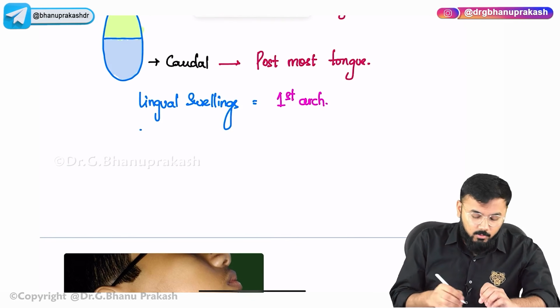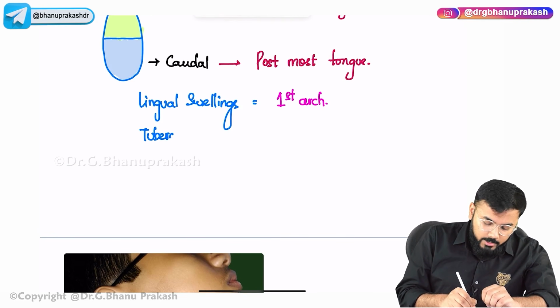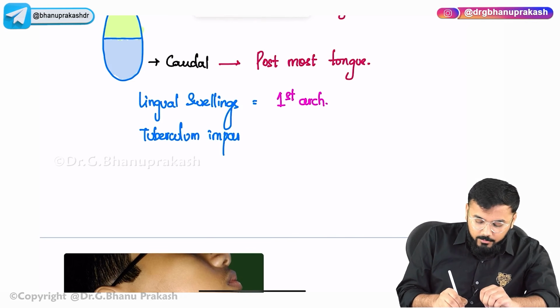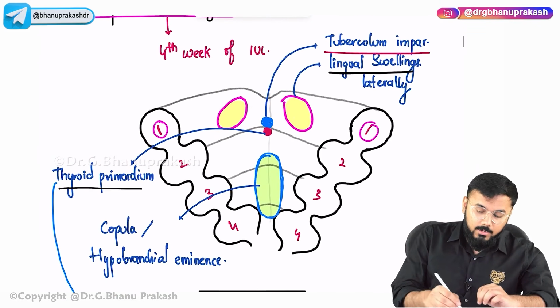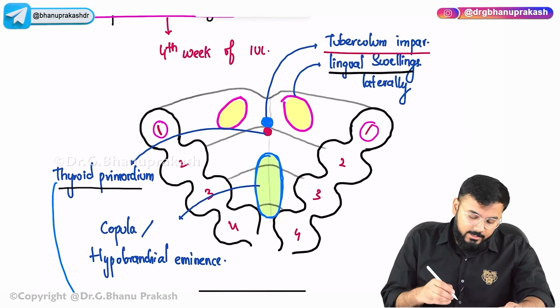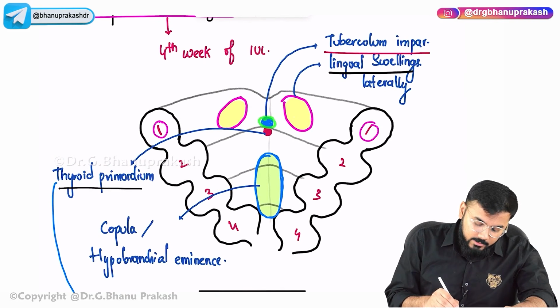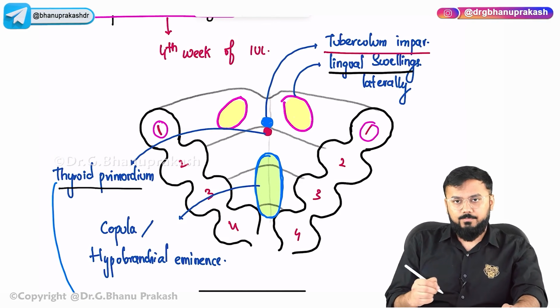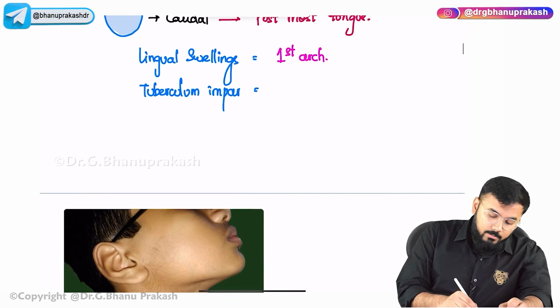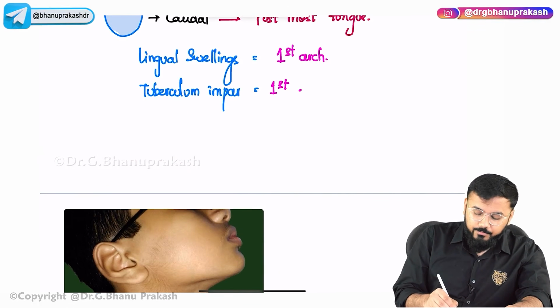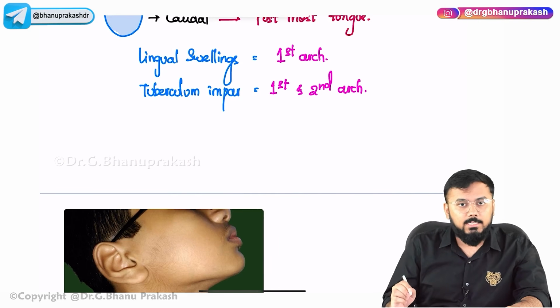After lingual swellings, we have the tuberculum impar. Tell me, where is this tuberculum impar exactly located? This tuberculum impar is this one, right? So it is located somewhere in the first and second arch. It is located in both the first and second arch.